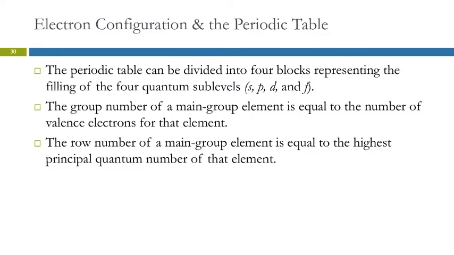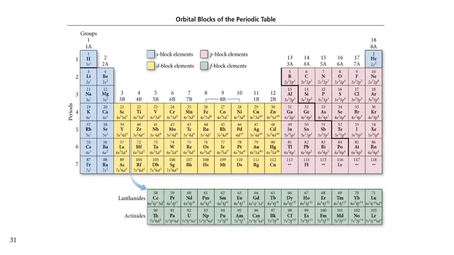Electron configuration of the periodic table. We can divide the periodic table into 4 different blocks that represent the filling of 4 quantum sublevels, S, P, D, and F. The group number for a main group element is going to be equal to the number of valence electrons for that element, and the row number, the period number, is going to be equal to the highest principal quantum number of that element. Ta-da!